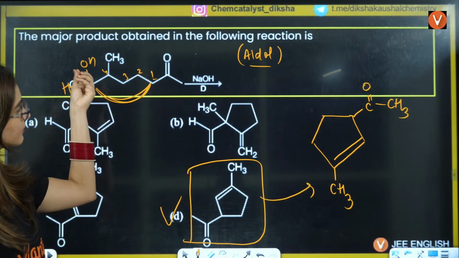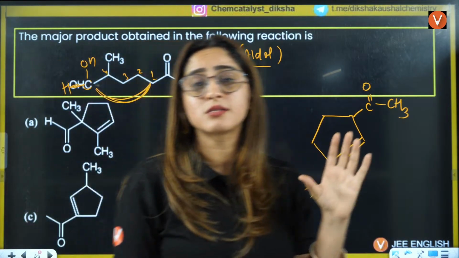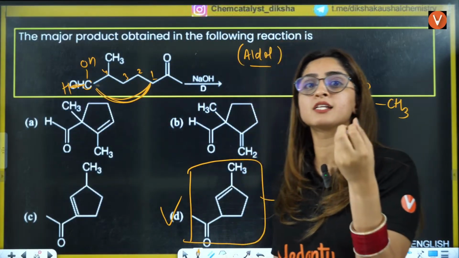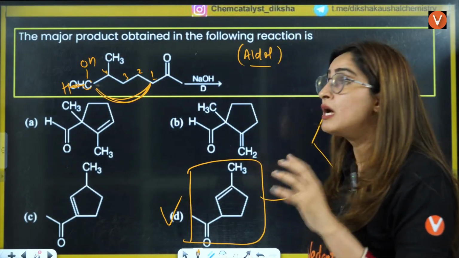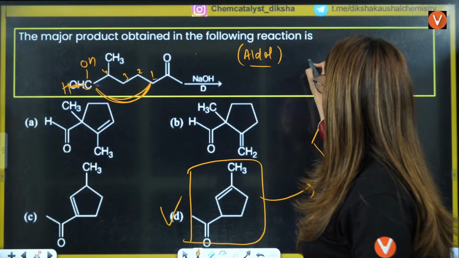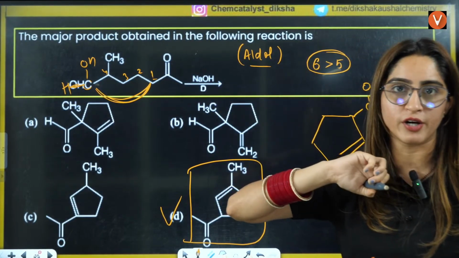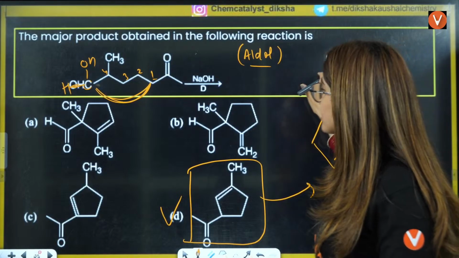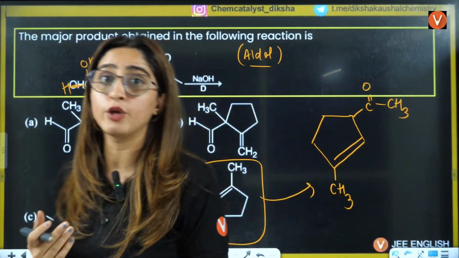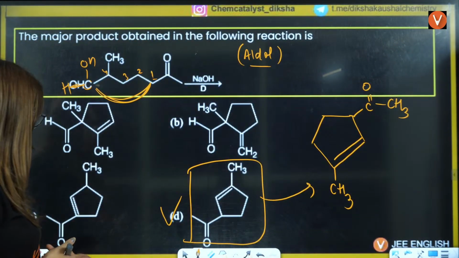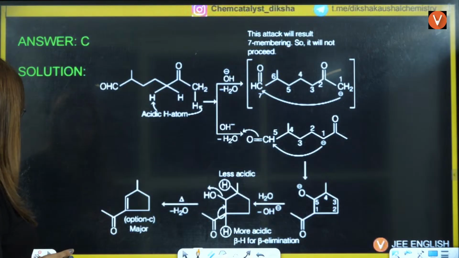You need to see that the more stable ring will be formed, that is 5-membered ring is more stable as compared to, see, if in one case you have 6-membered, in one case you have 5-membered, then 6-membered will be preferred, right? So it's not like always 5-membered is preferred. You need to see which ring is more stable, only that ring will be preferred here.